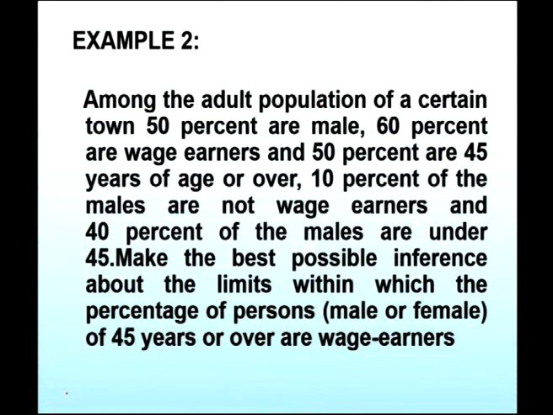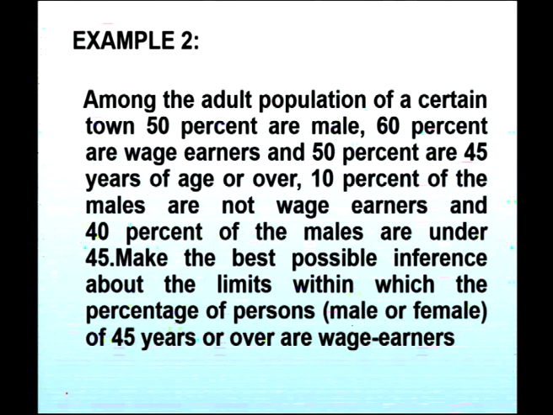Then more information is given in the data: 10% of the males are not wage earners and 40% of the males are under 45. Make the best possible inference about the limits of the percentage of persons, male or female, of 45 years or over who are wage earners. Okay. So, two things are given, that is 45 years of age or over and wage earners, and you are asked to represent the limits of the persons.